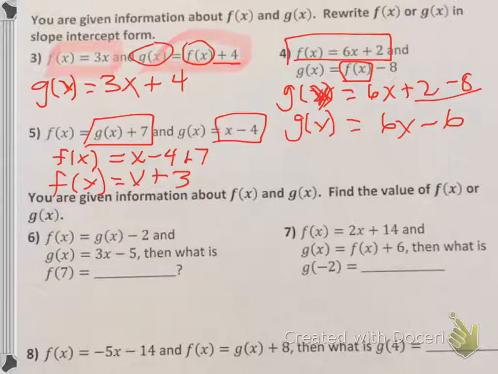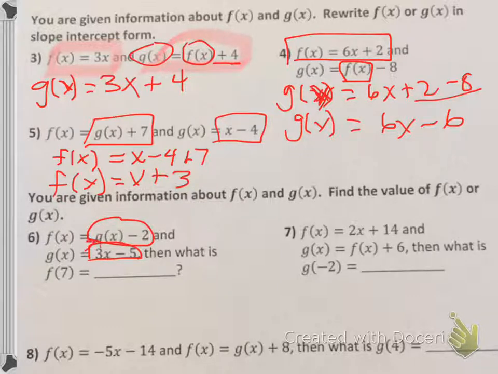All right, two more on this same page. It says you're given information about f of x and g of x. Find the value of f of x or g of x. So this time we're going to take it one step further and have to substitute a value in to find a value. So it says f of x equals g of x minus 2, and g of x equals this.